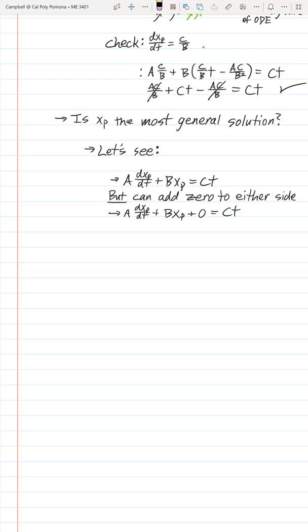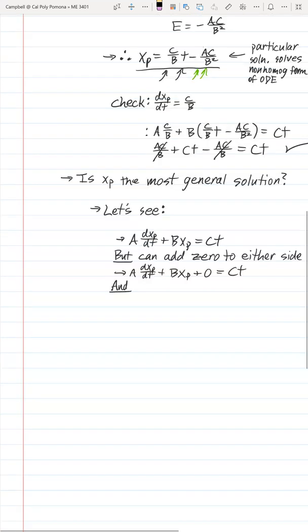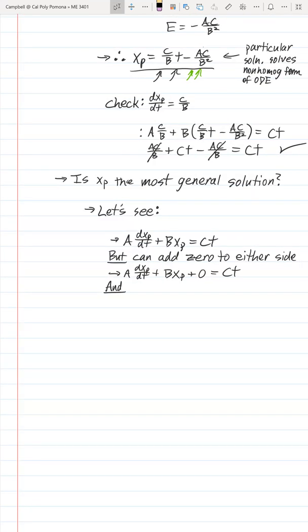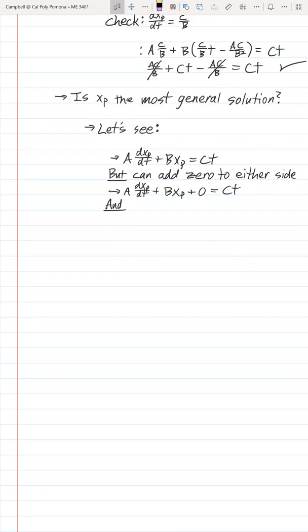But remember how we are looking at 0. 0 is a little bit different these days, because what can 0 be? 0 can be the result of substituting in the homogeneous solution into the homogeneous form of the differential equation, right? That's why I told you there's a little bit of a spoiler in here, right? Particular solution solves the non-homogeneous form of the ODE, so clearly that was indicating there are other forms.